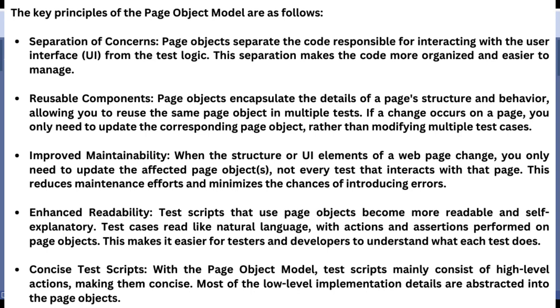It also makes the test script concise. With the page object model, the test script mainly consists of high-level actions, while element identification, XPath and action methods are defined in the page object. So let's consider the previous sample that we have done.